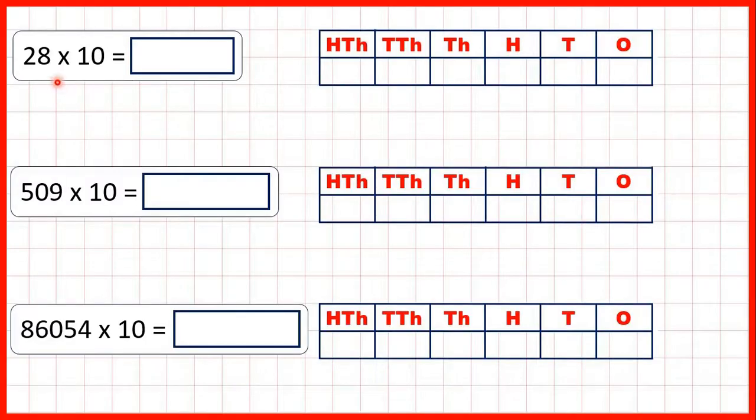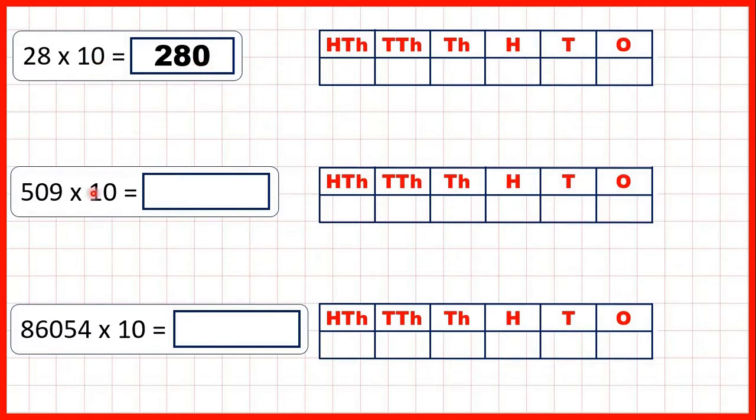Now for these questions, we need to multiply whole numbers by 10. And we can do that just by writing a 0 on the end of the number. So 28 times 10 is 280. That's because 28 times 1 is 28. And if there's an end 0 in a multiplication question, there will be an end 0 in the answer.